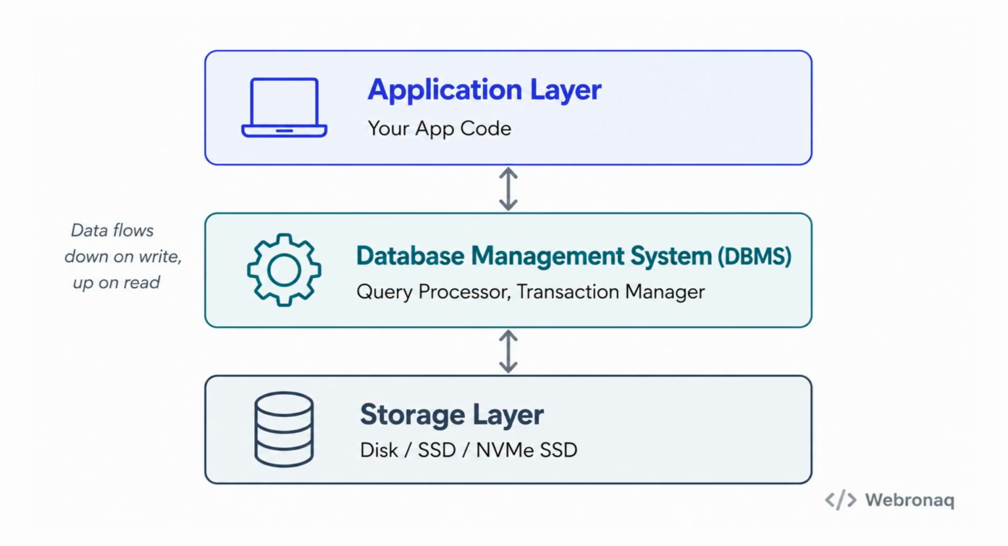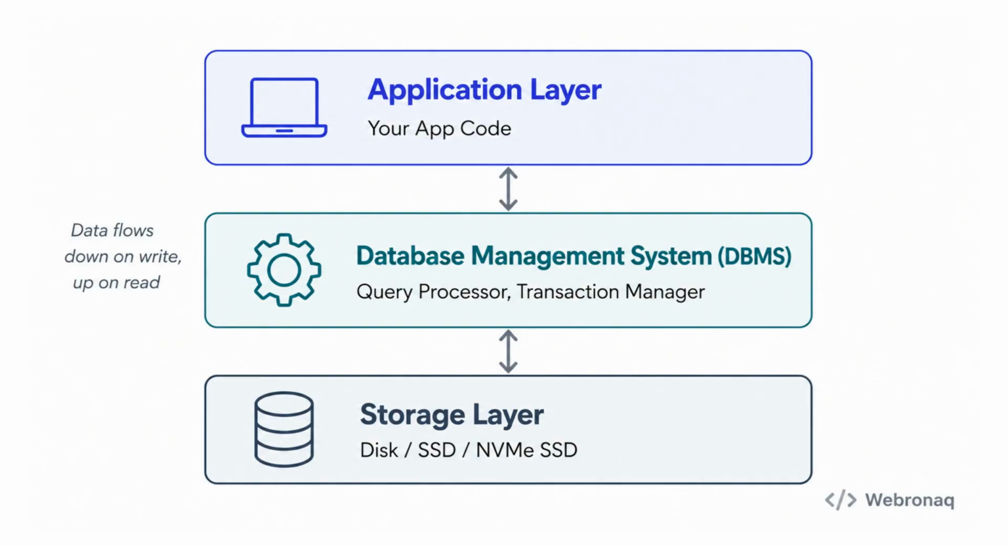Alright, before we look at any specific database product, let us understand what a database system actually is. At its core, a database system has 3 tiers. The top tier is your application layer, the code running in your app. The middle tier is the DBMS, which stands for Database Management System. This is the engine. It handles query parsing, optimization, transactions, and access control. The bottom tier is the storage layer, the actual disk, SSD, or NVMe SSD drive where bytes physically live. When your app writes data, a request flows down through the DBMS to storage. When it reads, the result travels back up.